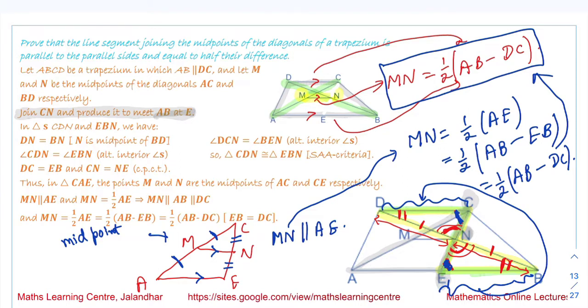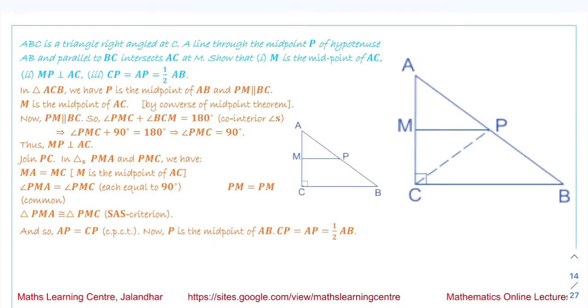Now in this question a triangle ABC is given which is right angled at C. We are talking about this triangle ABC. It is right angled at C. A line through the midpoint P of the hypotenuse AB. This P is the midpoint of the hypotenuse. We are saying this is the hypotenuse. So we are saying these two lengths are equal. These two sides are equal.